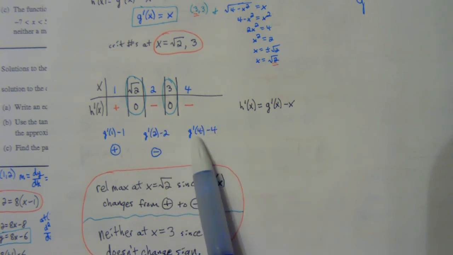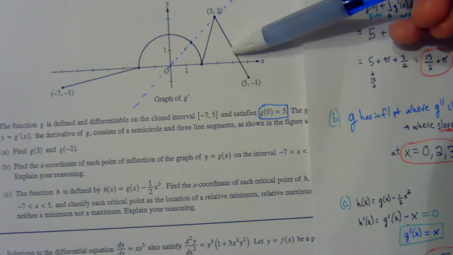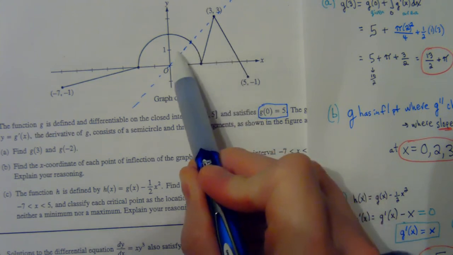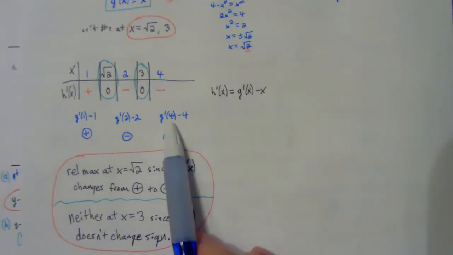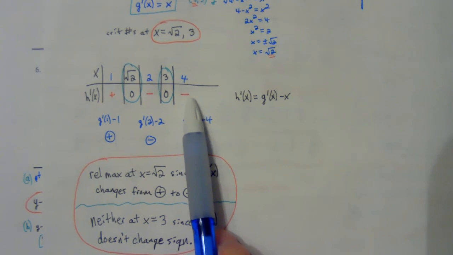And then when I plug in 4, I got g prime of 4 minus 4. So at x equals 4, that's going to be, here's x equals 5. So x equals 4 is right here. And when I'm looking at that number, it looks like it's a little smaller than 1, or even if it was around 1 or smaller than 1, you're taking a number around 1 and you're subtracting 4 from it, which is still going to be a negative number.